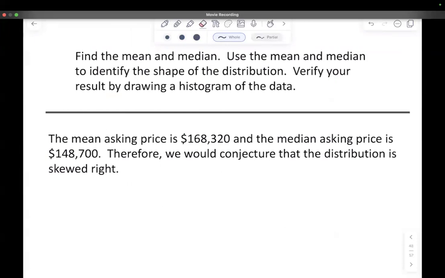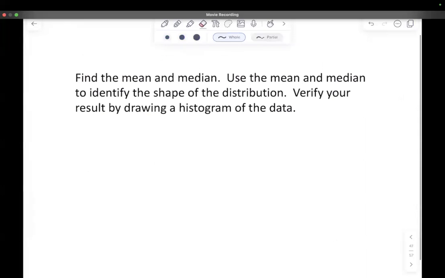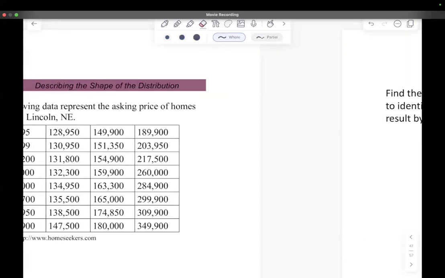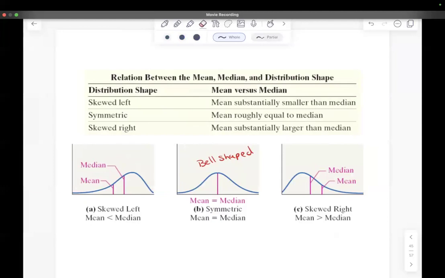So the mean asking price is 168,320. The median price is 148,700. So my mean is greater than my median. So is this, well, it's definitely not symmetric. Is this going to be skewed right or skewed left? My mean is greater than my median. Let's go back and look. My mean is greater than my median. You're right, it's skewed right.